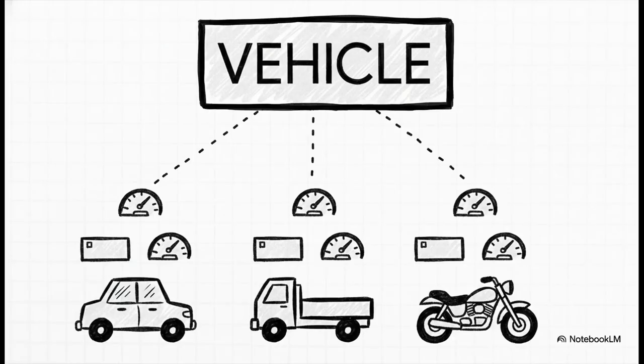So instead of repeating those attributes for every single type of vehicle you sell, you can perform generalization. You pull those common attributes up into a new, more general superclass that you can call vehicle. This makes your whole model cleaner, way more efficient, and honestly, a lot easier to manage down the road.